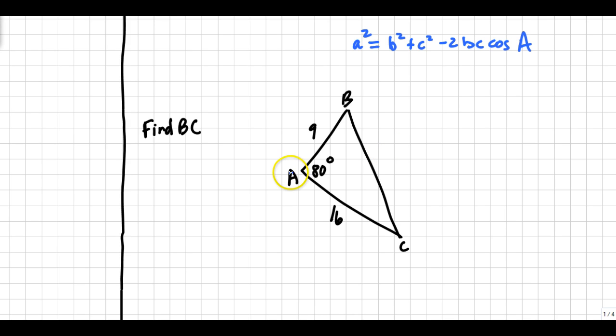The other option is you can go ahead and just relabel it. So if you don't like this, if that confuses you, just relabel this as C, little c, this is A, this is B, and then you could just do the Pythagorean, or excuse me, the law of cosines as you're used to.